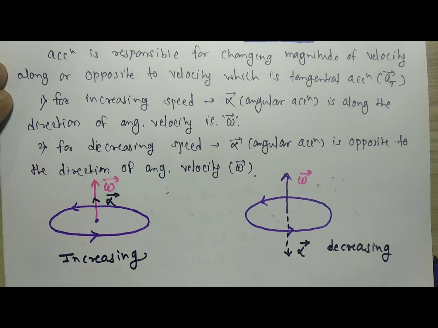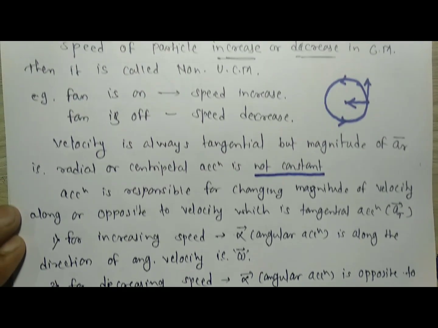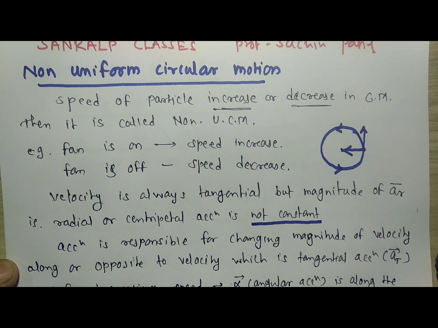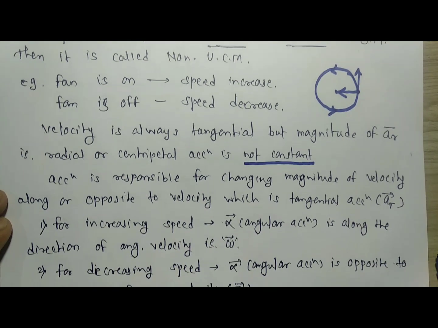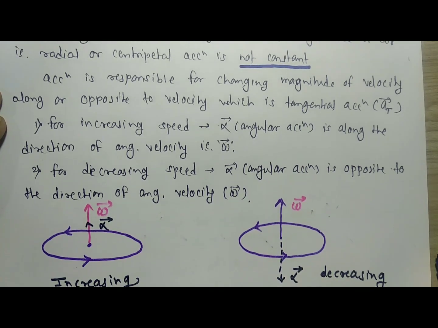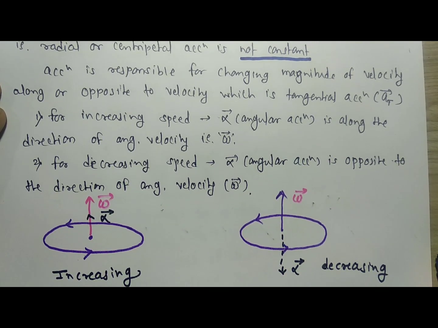That is a consideration related to angular non-uniform circular motion. In non-uniform circular motion, the speed of the particle increases or decreases. For example, when a fan is on, the speed increases, and when the fan is off, the speed decreases. Therefore the centripetal acceleration, which acts towards the center, is not constant, and it is responsible for changing the magnitude of the velocity along or opposite to the velocity.